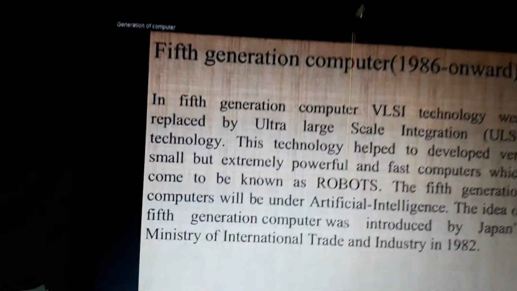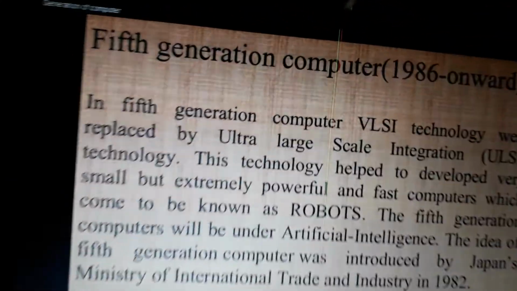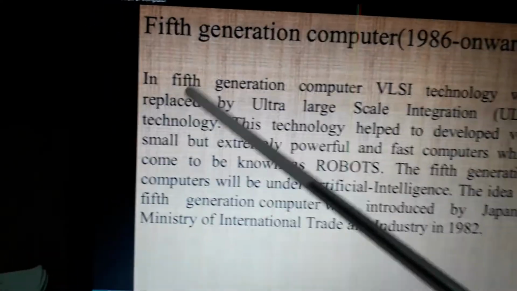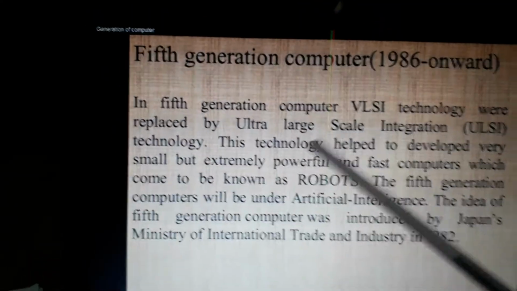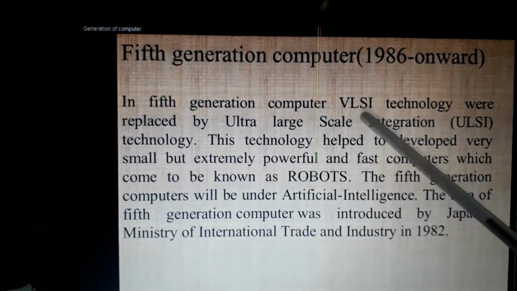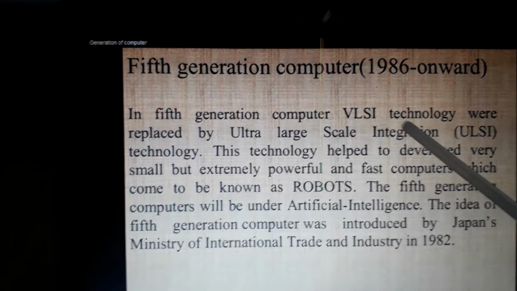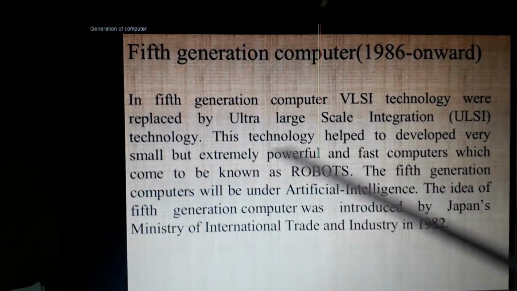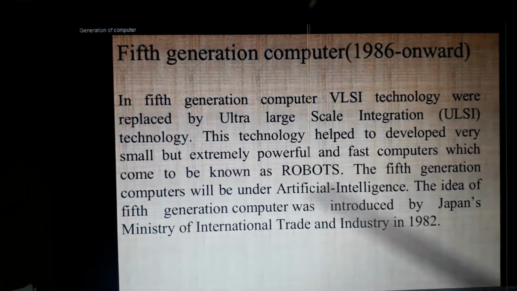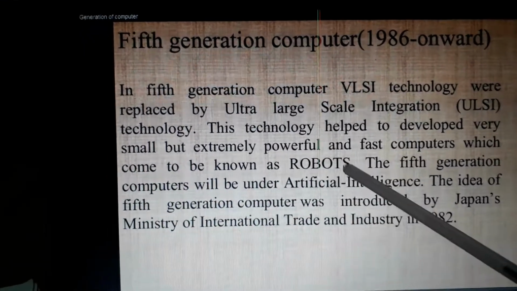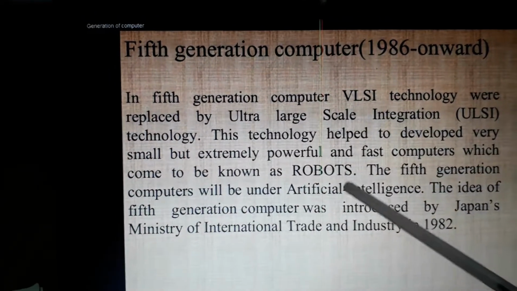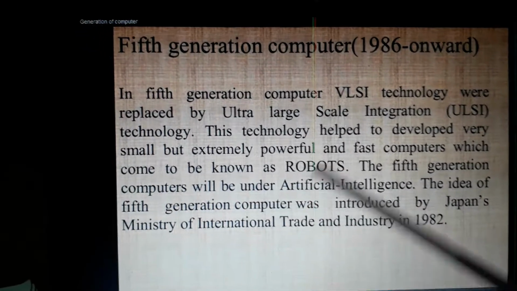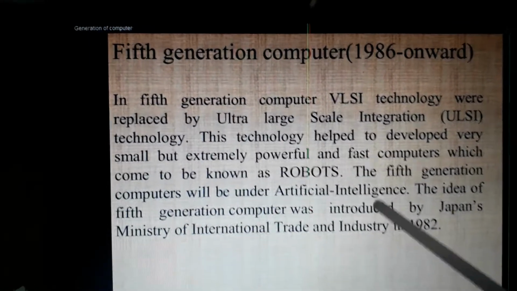So we are in 5G, the fifth generation. You people and I are also in the fifth generation now. So in the fifth generation they use very advanced, very fast technology. VLSI means very large scale integrated circuit, and then ULSI, ultra large scale integration, very advanced also, and they started using faster computers, which came to be known as robots. So you know about robots and all. They are human-like, even sometimes better than us human beings. Nowadays they are using AI, artificial intelligence.